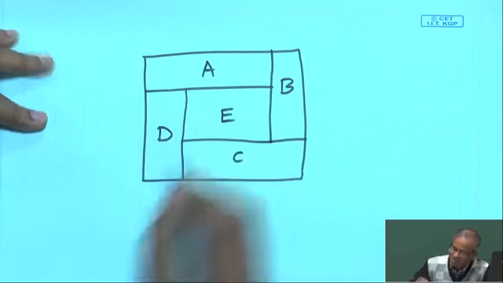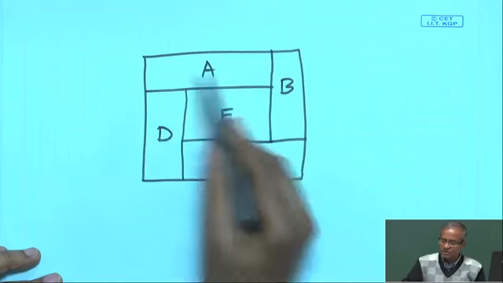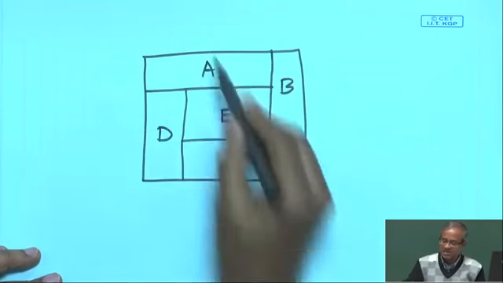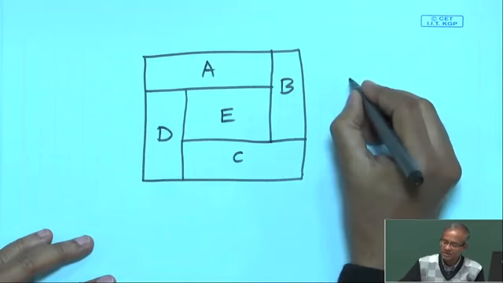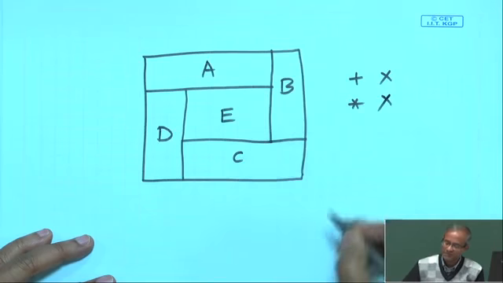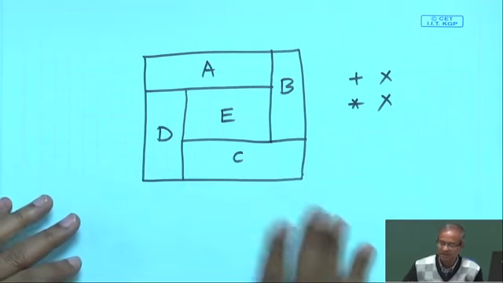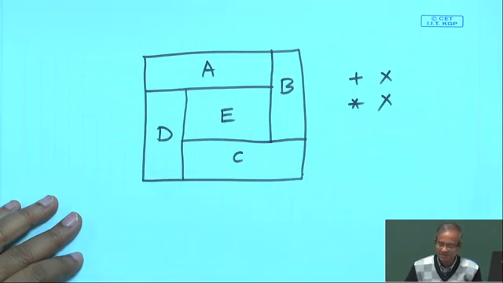Suppose there are 5 blocks A, B, C, D, E, but there is no continuous horizontal or vertical line that can slice this floor plan. So, here you cannot use plus, you cannot use star, this cannot be represented like that. So, we shall see later how to handle this kind of floor plans, right.